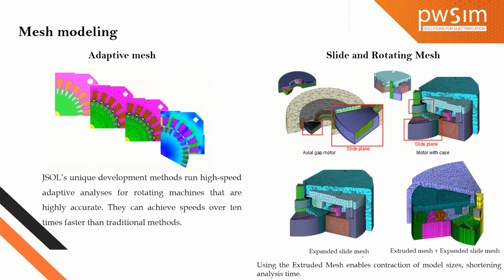So also we have an expanded slide mesh, that is extruded slide mesh. For complex 3D models, we can avoid creating a large number of mesh elements using the extruded slide mesh, where the axial extrusion part can be defined as an extruded mesh to avoid the larger number of mesh elements in the analysis. And that will reduce the simulation time compared to the normal semi-auto mesh or auto mesh.